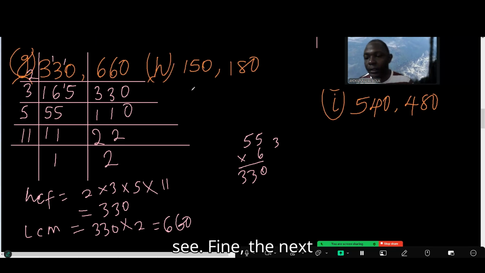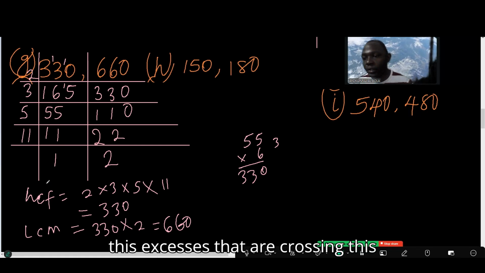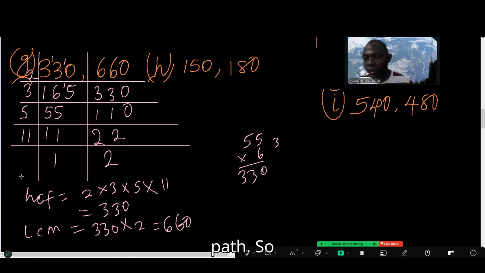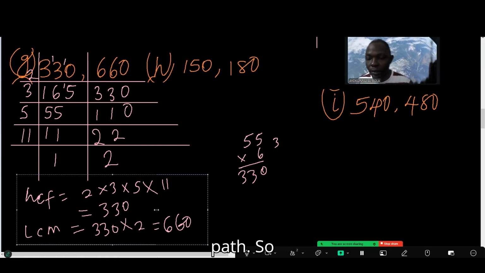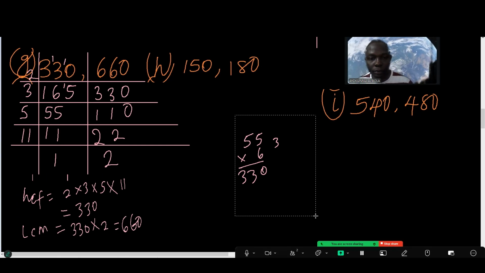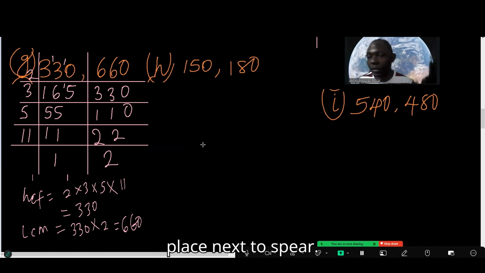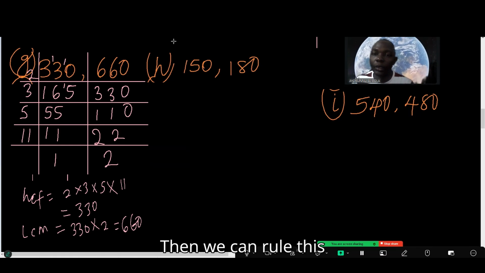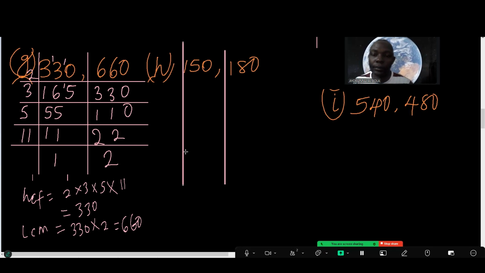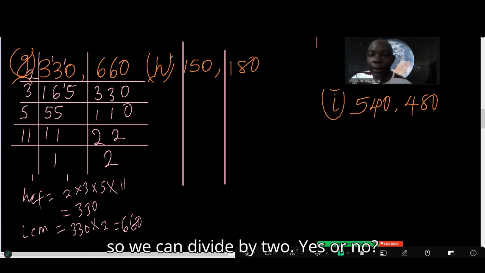Let me see. Fine. The next one, I need to remove all these excesses that are crossing this path. So this one needs to go. This place needs to disappear. Then we can rule this, and we try to divide them. So we can divide by 2, yes or no?